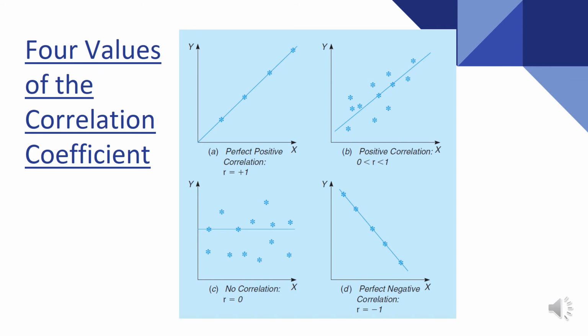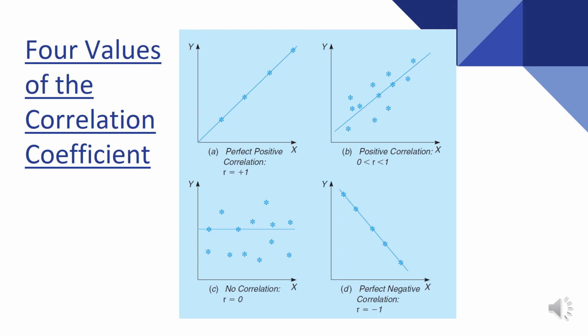In this figure, we illustrate the 4 possible scatter diagrams for different values of r. In figure A, we have the perfect positive correlation. When r equals positive 1, it indicates a perfect positive linear relationship. As one variable increases in its values, the other variable also increases in its value through an exact linear rule. As we can see, in figure A, the line goes upward from left to right.